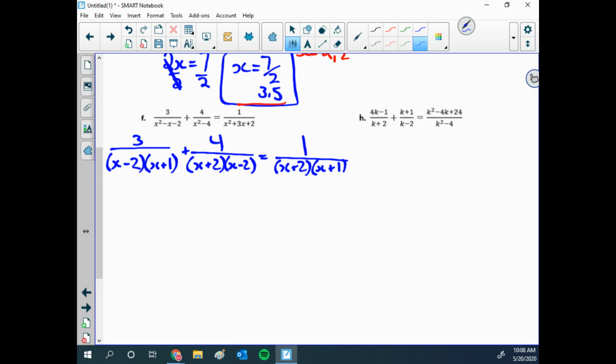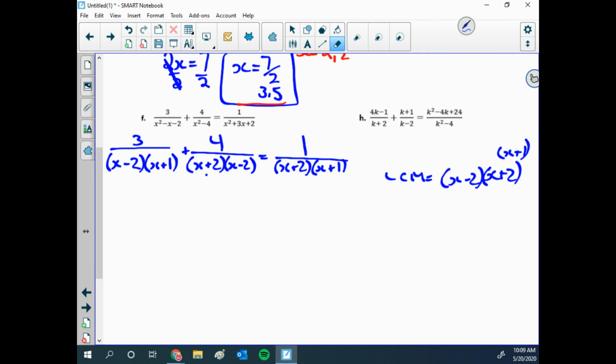So now I've got to compare all of my denominators and see what's going to be my common denominator out of everything here. Did I miss something? No, I'm good. Okay. So I have an x minus 2, I have an x plus 1, x plus 2. So it looks like my LCM, just going to write that over here, is going to be x minus 2, x plus 2, and x plus 1.